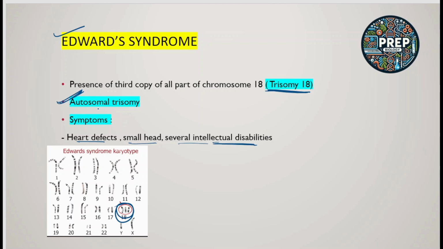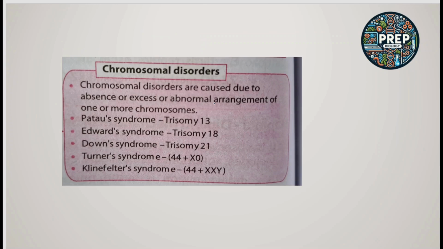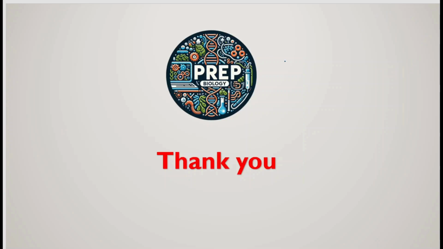You all have to learn what the different aneuploidy conditions are that take place in different diseases. Okay, so I hope this is clear to you all. So we have covered the genetic disorders. Under the genetic disorders, we have covered the Mendelian disorders and the chromosomal disorders.